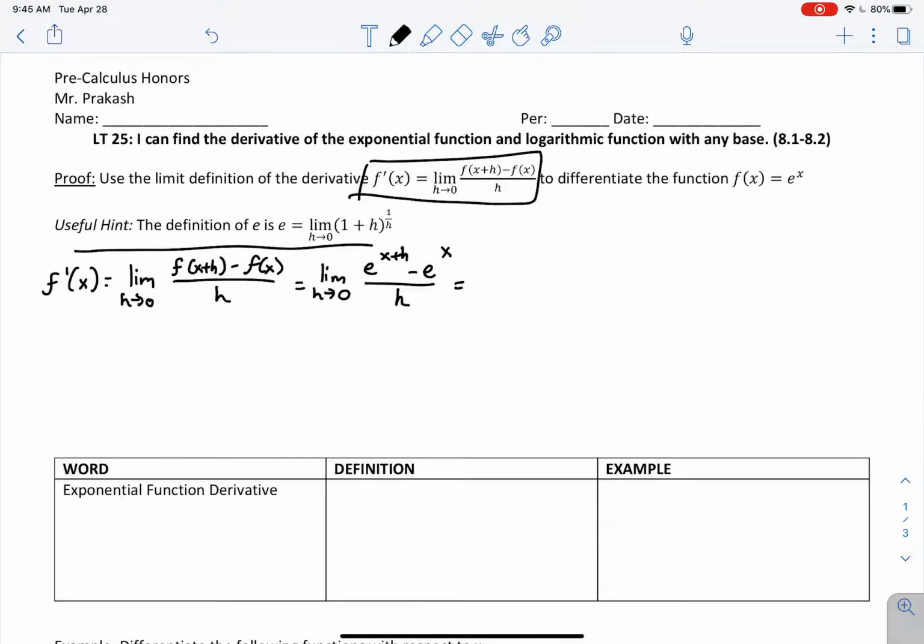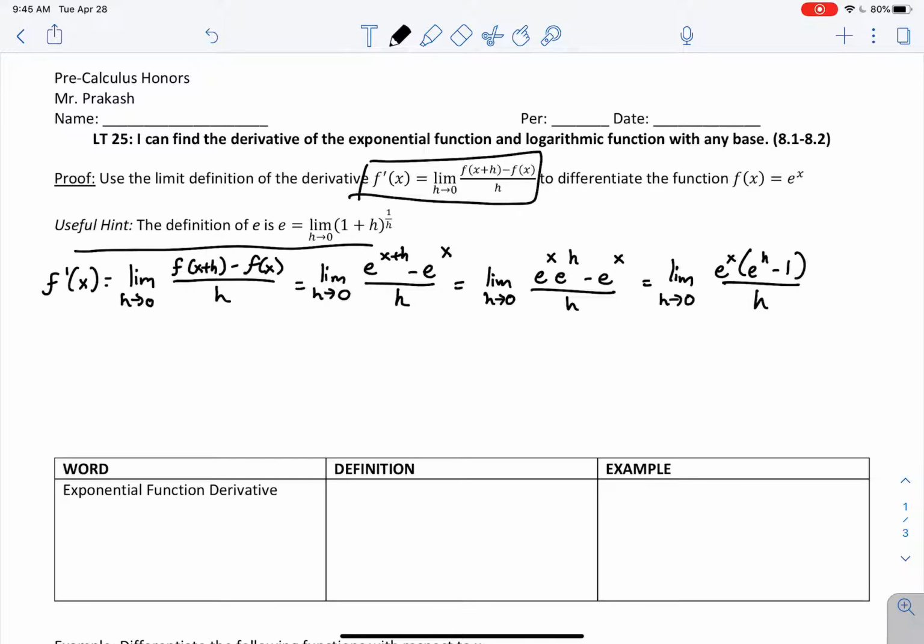And now I'm going to notice that I have x plus h. When I have exponentials with addition in the exponent, I can split that up into e to the x times e to the h, minus e to the x. Right, that's the same thing. And now I have a common factor of e to the x, so I can factor that out.